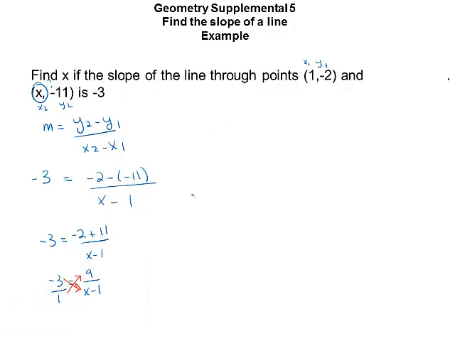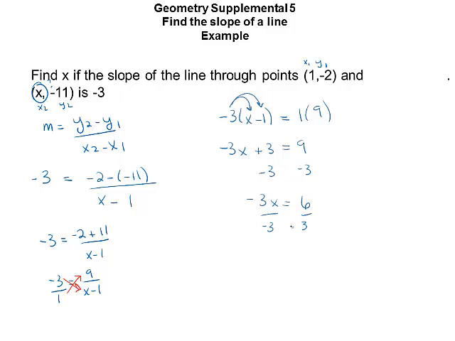Okay, so what I have is now negative 3 times x minus 1 is equal to 1 times 9. So negative 3x plus 3, so I distribute that, is equal to 9. Subtract 3 from both sides. Negative 3x is equal to 6. Divide by negative 3, and I get x is equal to negative 2.